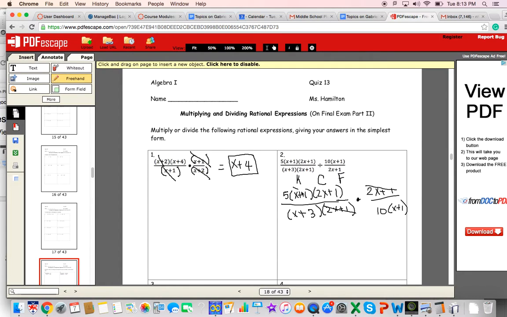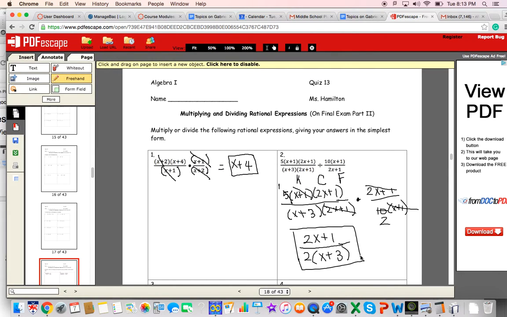Now there's an x plus 1 over here, so we can cross that off as well as that. Now 5 and 10 have a common factor. The common factor is 5. It goes into 5 once. It goes into 10 twice. And I think we've crossed off everything that we can cross off. So at the top, we are left with 2x plus 1. Only one of them is left. And at the bottom, we're left with a 2 here and an x plus 3 here. And of course, we always like to write our coefficients first, so we write that way. And that is our answer.